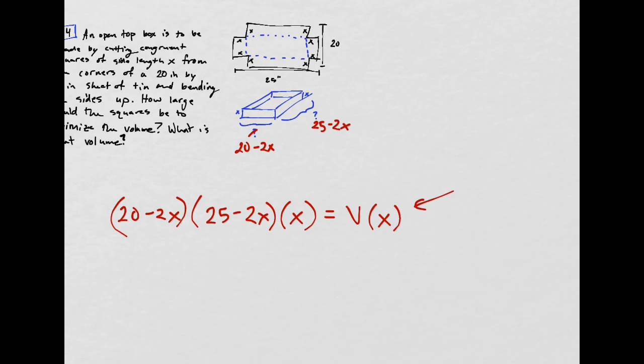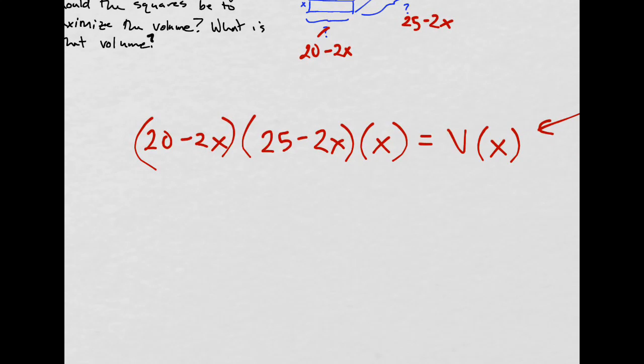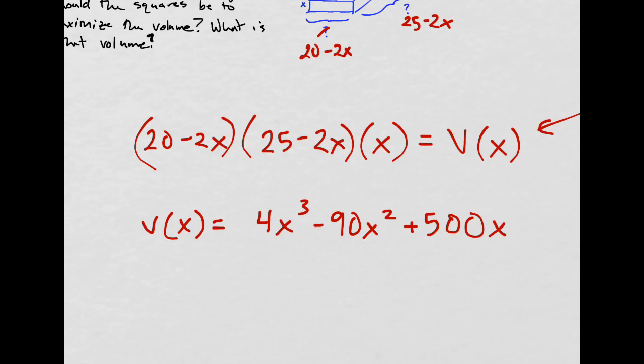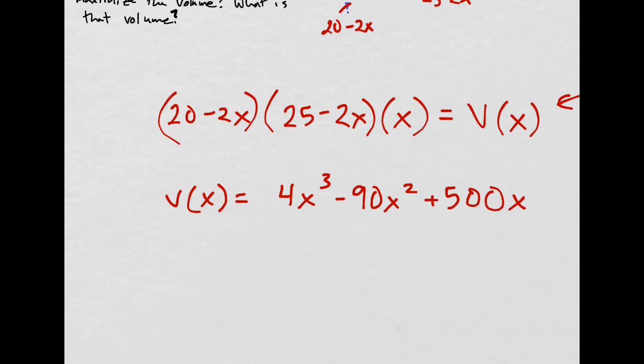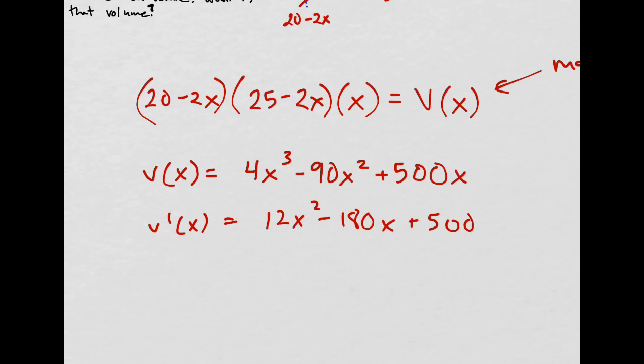I didn't have to do all the other steps where I'm trying to get it in one variable, or write down some first equation, just because it was already set up for me. So maximize this. I'm going to simplify this out a little bit. I'll multiply. After we've multiplied it out, we can take the derivative. Remember, I'm just finding extrema now. So the derivative would be 12x squared minus 180x plus 500. And set that equal to 0 and solve.